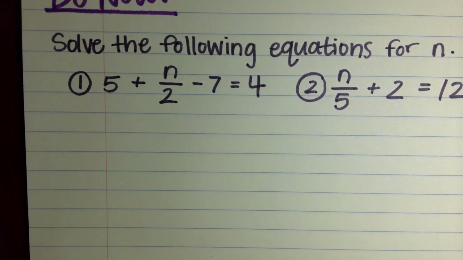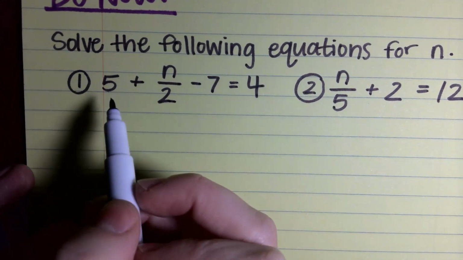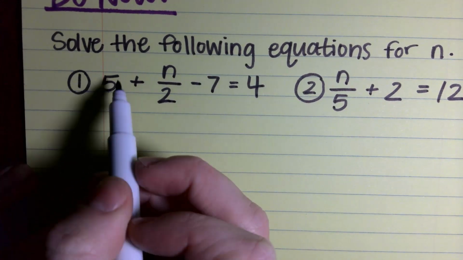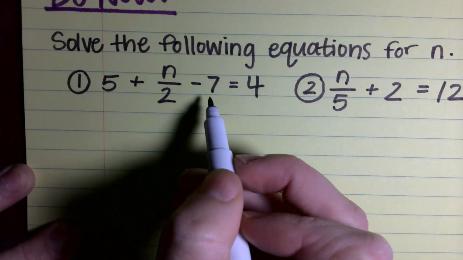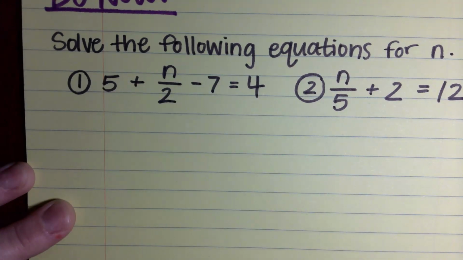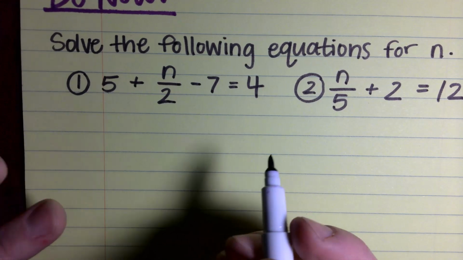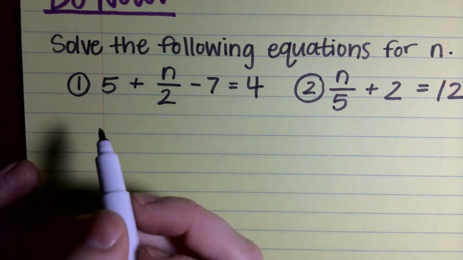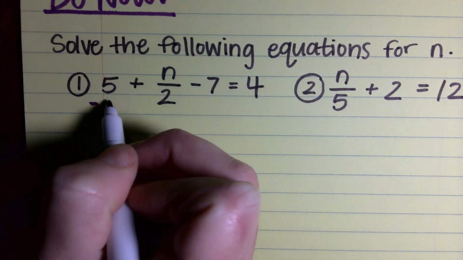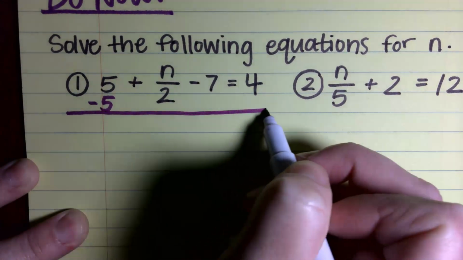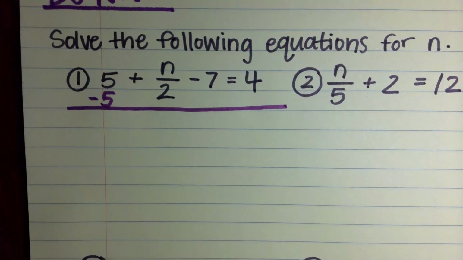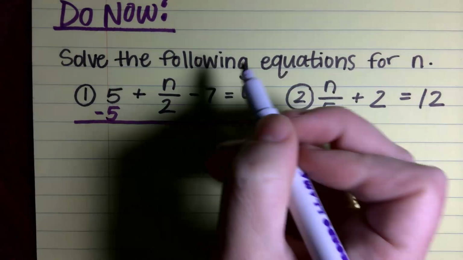What's our first step? We've got 2 options here. Yeah, we could do minus 5 to get rid of this plus 5, or we could do plus 7 to get rid of this minus 7. It doesn't matter which one you do first. Let's start with this minus 5 because that's what we said first. So we'll do minus 5. And where else do I need to subtract 5 from? Under the 4, right here.